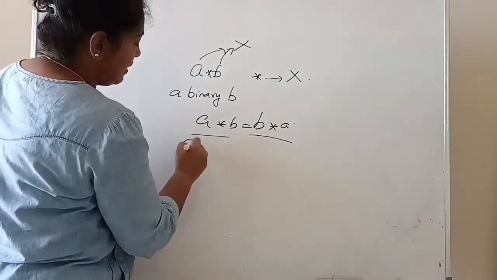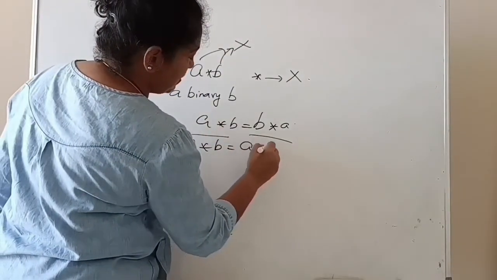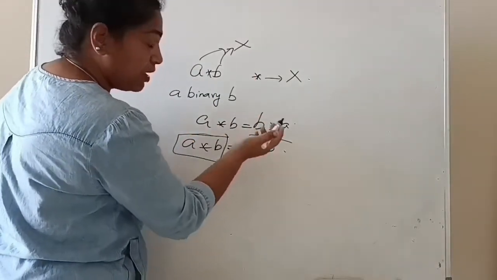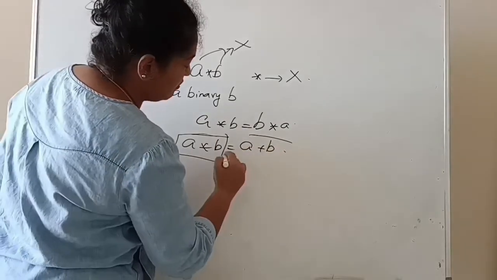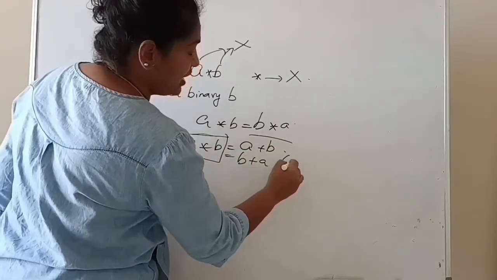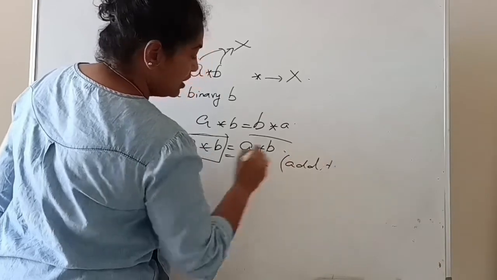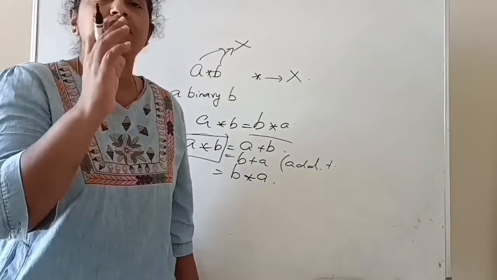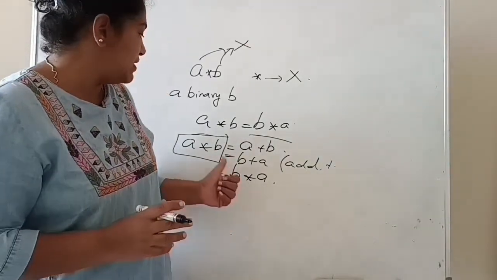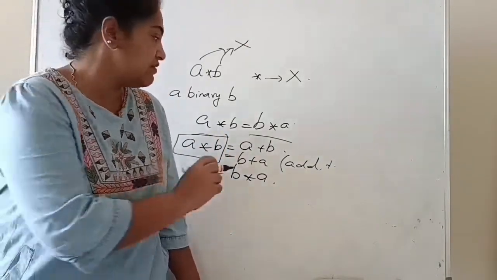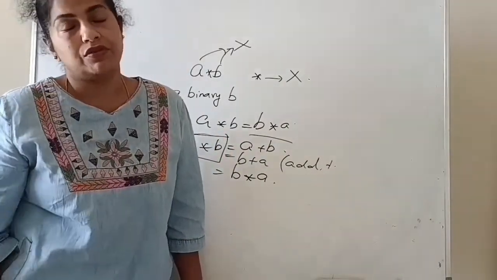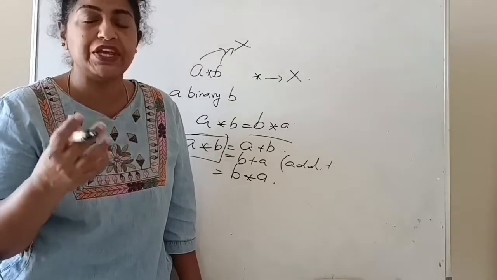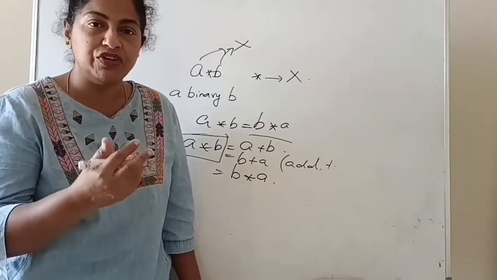For example, if the binary operation is defined as A plus B, we need to check whether this particular operation is commutative. Now, you know that A plus B is also equal to B plus A. Why? Addition is commutative. Correct? Therefore, this is equal to B binary A. So, since A binary B is equal to B binary A, I can always say that this particular binary operation, which is given as A plus B, is commutative. Now, let us check a few more binary operations. We will take a few more examples and check whether they are commutative or not.